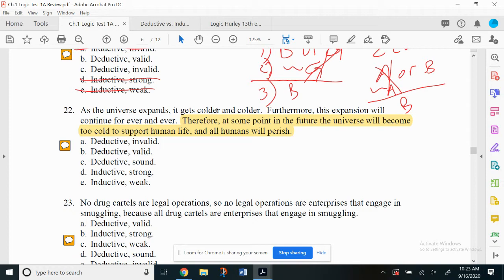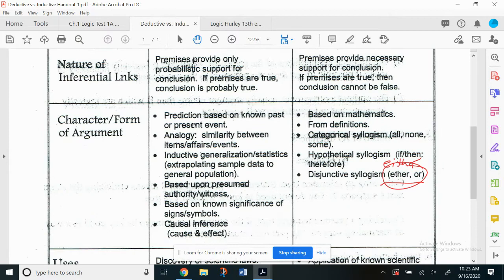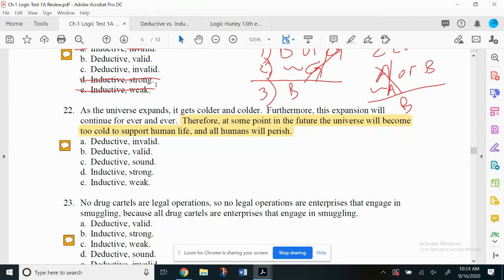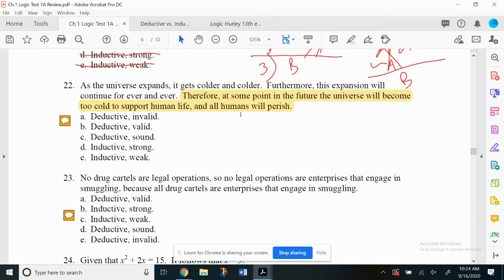As the universe expands, it gets colder and colder. Furthermore, the expansion will continue forever and ever. So is it making a claim, a prediction based upon a known past or present event? Yes. There you go. Prediction. Therefore, ding, ding, ding, ding, inductive. And all you have to ask yourself is, is it strong? Like if you read this, would this probably follow? And that's how you work these arguments out, by the way. You read the possible premises and you say, if I were to grant that these premises are true, and again, this is review from previous videos, would the conclusion follow necessarily, or would it follow probably?